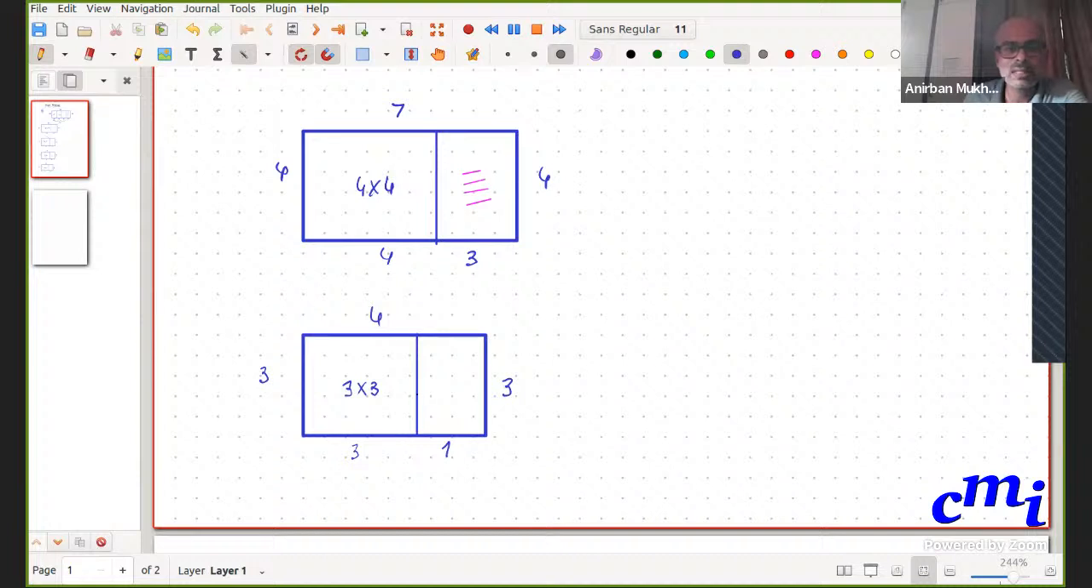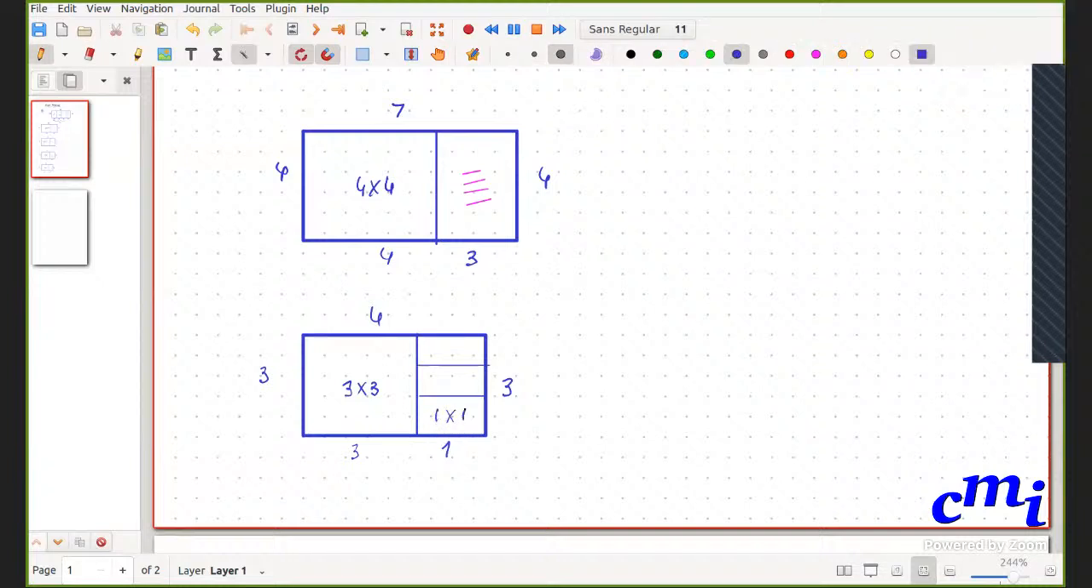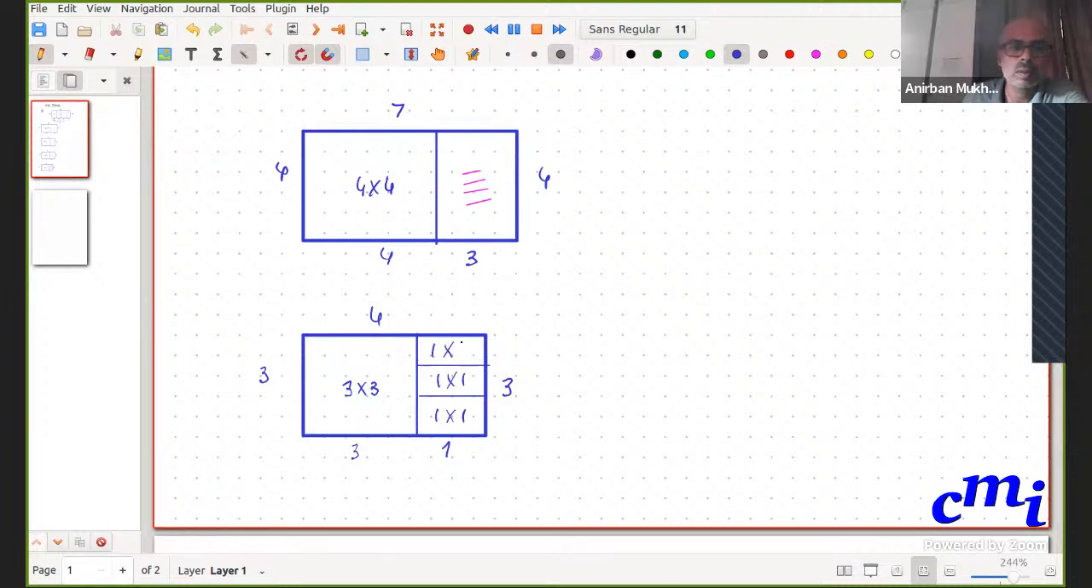We can just put 1 cross 1 tiles. So 3 tiles. Even though the drawing is a bit bad, it doesn't matter. Let me write 1 cross 1, 1 cross 1, and then 1 cross 1. So we have filled it up with squares.